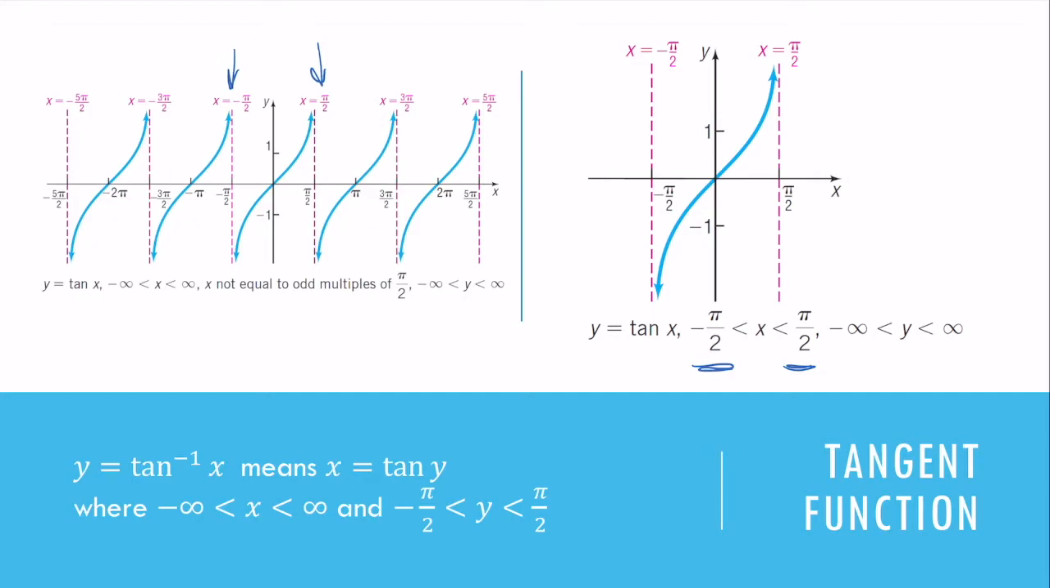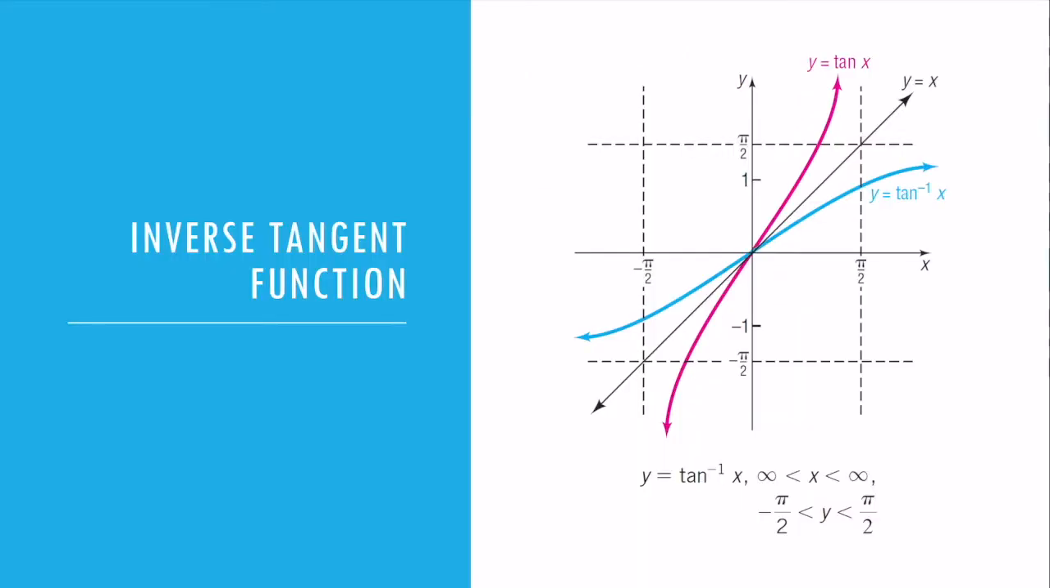So for the inverse tangent function, my domain is all real numbers, because that's the range of our tangent function. And the range for our inverse function goes from negative pi over 2 to pi over 2, because that was the domain of our original tangent function. So all my solutions are going to be in quadrants 1 or 4. Here is our inverse tangent function graphed with our tangent function.